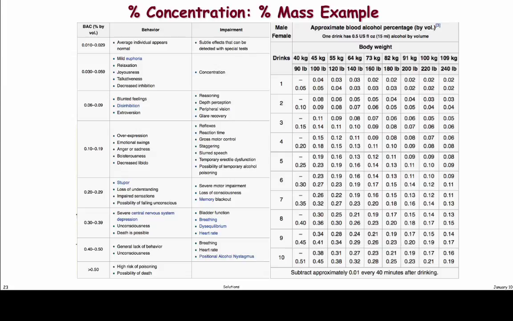So look at this chart and see what happens depending on the number of drinks you have. For most people, 2 drinks will already put you over the limit. Remember 0.08. So these are the amount of alcohol that someone can generally drink before they're over the legal limit.